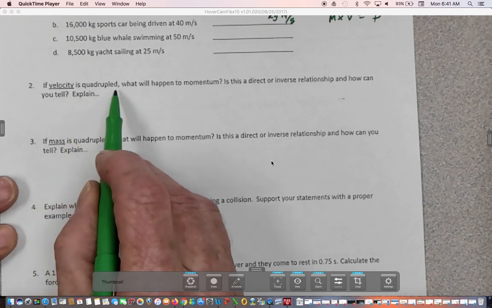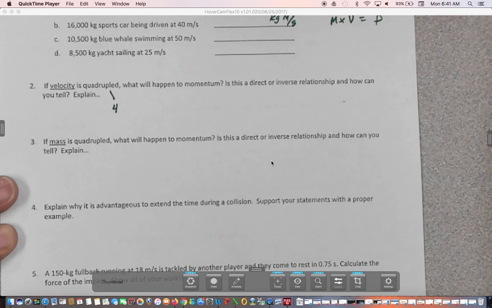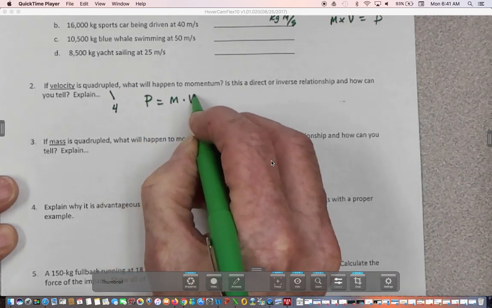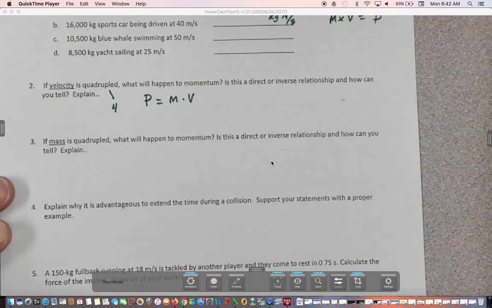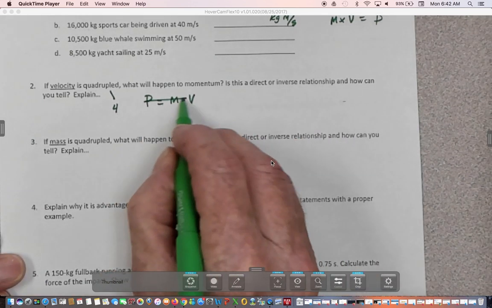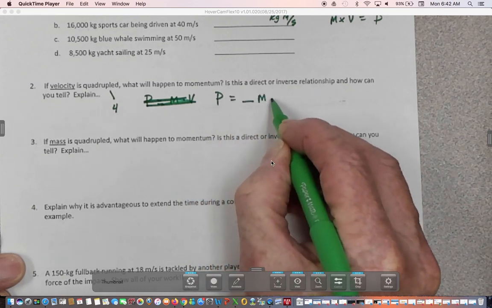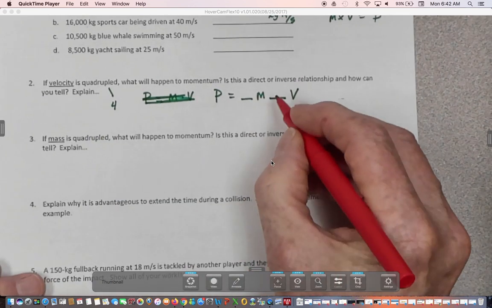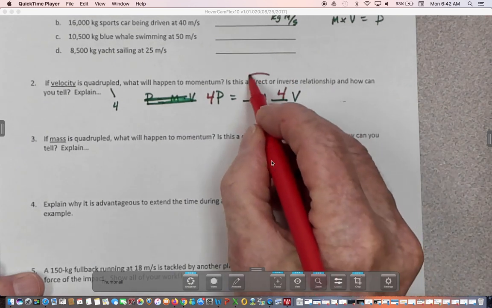If velocity is quadrupled, what will happen to momentum? Quadrupled means 4 times as big. Since momentum is mass times velocity, if you quadruple your velocity, so I probably should have written that a little better, so let me rewrite that. P equals m v. If you quadruple your velocity, clearly you're going to quadruple your momentum, and this is called a direct relationship.